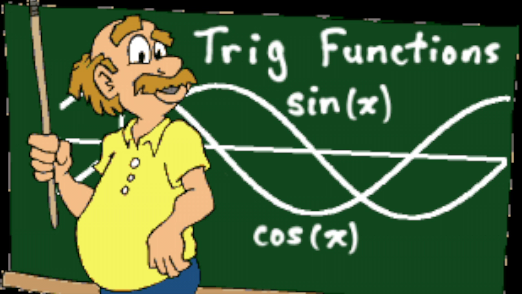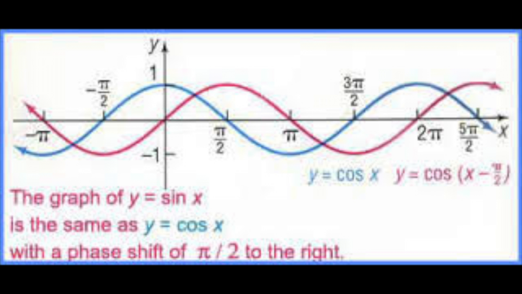A sinusoidal function is a function that is like a sine function in the sense that the function can be produced by shifting, stretching, or compressing the sine function. Here is the example. As you can see on the screen, the blue line is the original function of cos, and the red line is the shifted function of cos, which is shifted pi over 2 to the right.